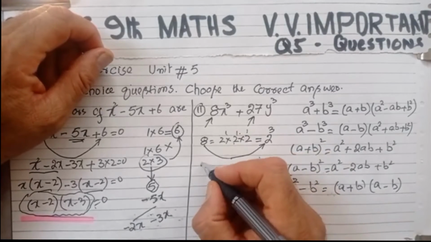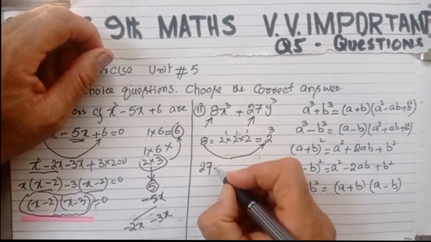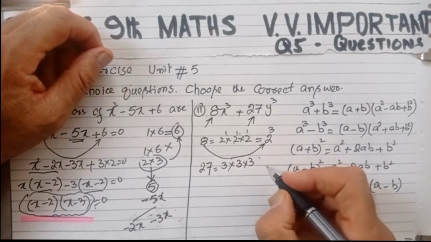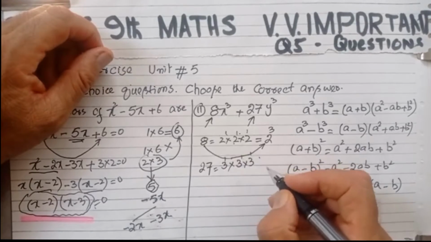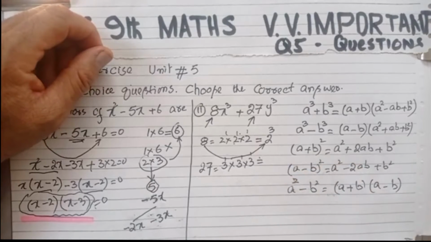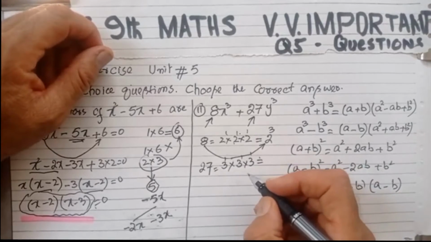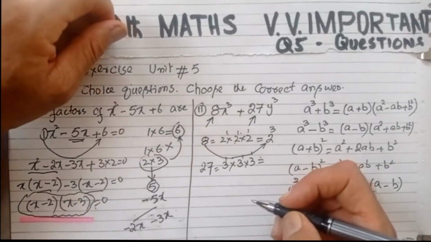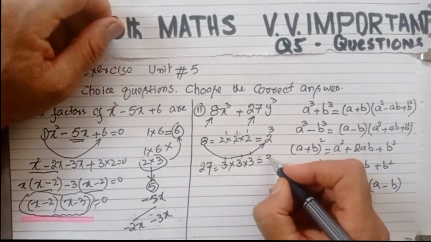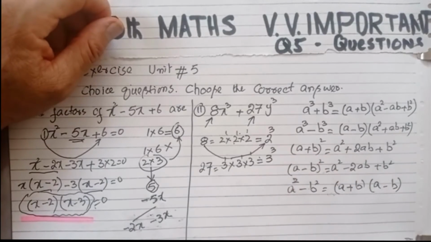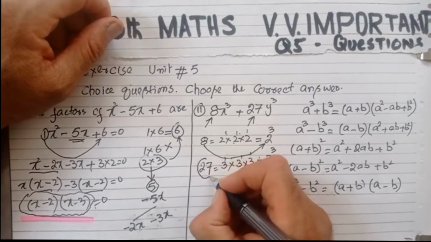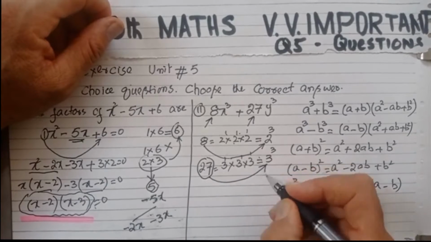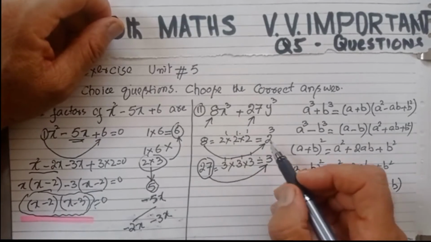And 27 is equal to 3 into 3 into 3, each with power 1. Powers are added once their bases are the same. They all have the same base, so that will be 3 raised to the power 3. So where 27 is written, I will write 3 cube, and where 8 is written, I will write 2 cube.